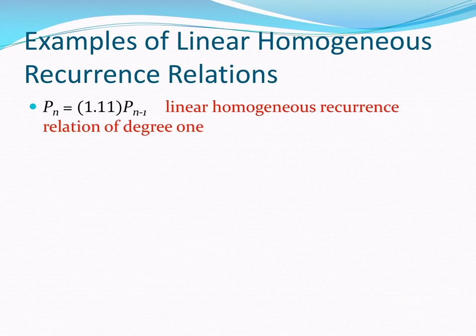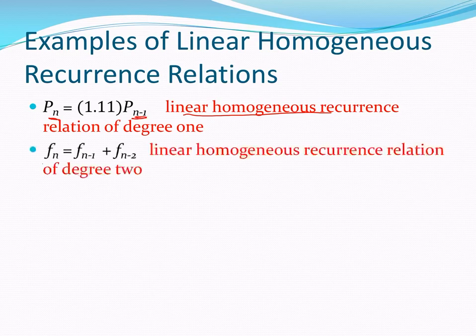Here's a few examples. This is a linear homogeneous recurrence relation of degree 1, only reaching back from n to n minus 1. That would be the interest relationship in terms of return on a deposit in a bank. Here we have the Fibonacci recurrence relation. It is a linear homogeneous recurrence relation of degree 2, reaches back to the 2 terms prior.